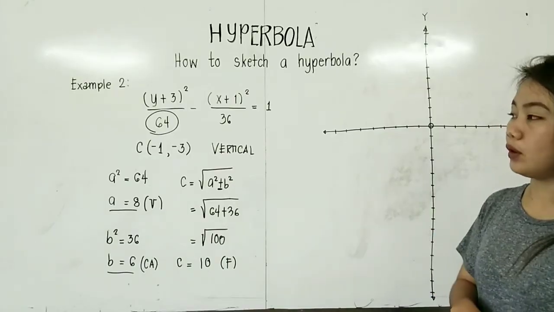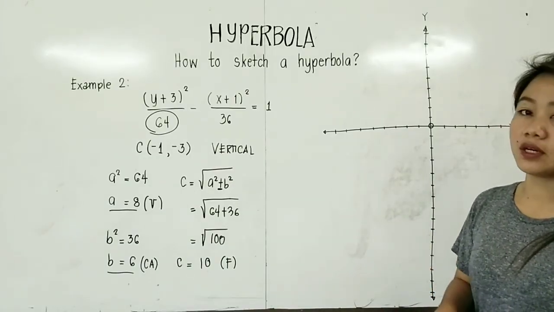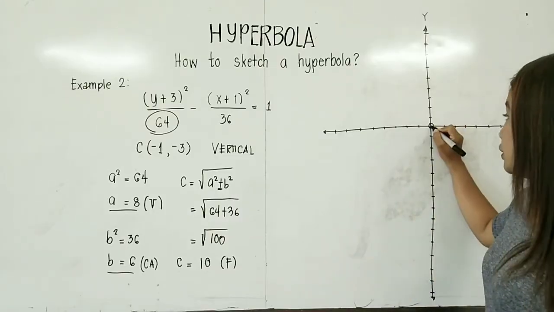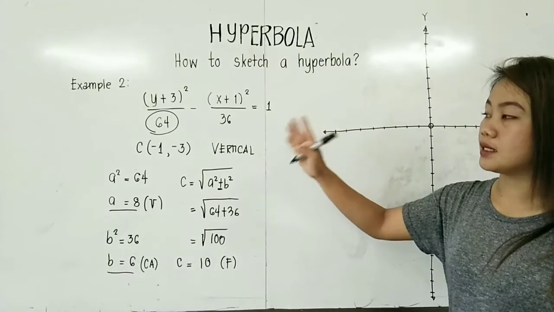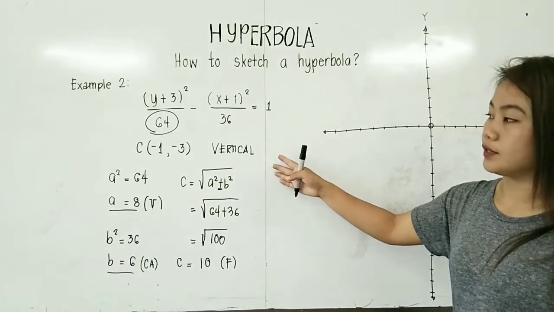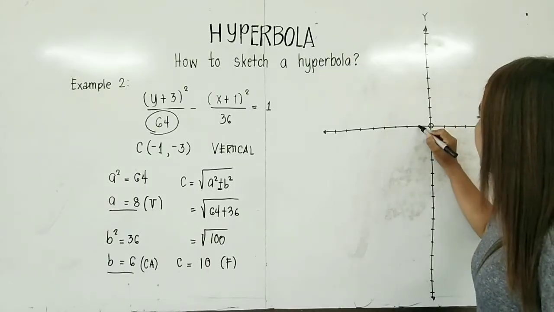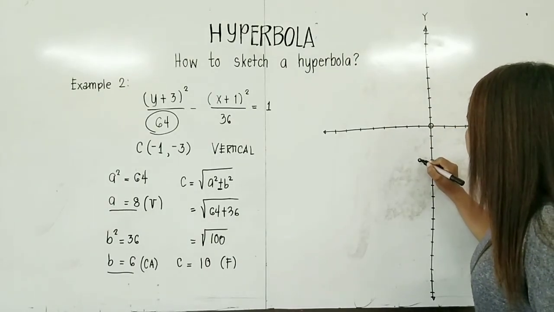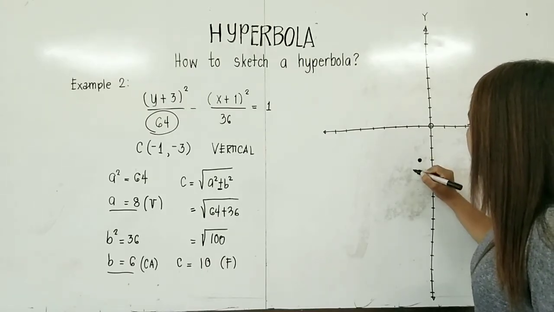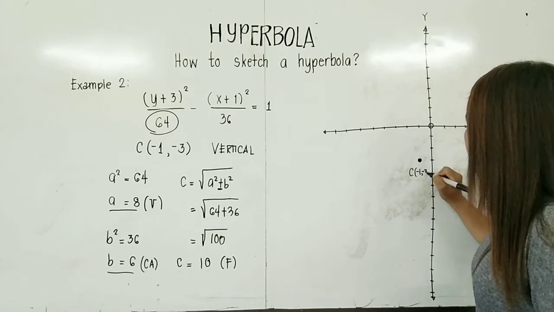In the first example, we just automatically locate our a and b because our center is at the origin. But here in example 2, our center is not at the origin anymore. So first step is to plot -1 and -3. So -1 is here and -3, 1, 2, 3. So here is our center in the third quadrant with coordinates of -1 and -3.